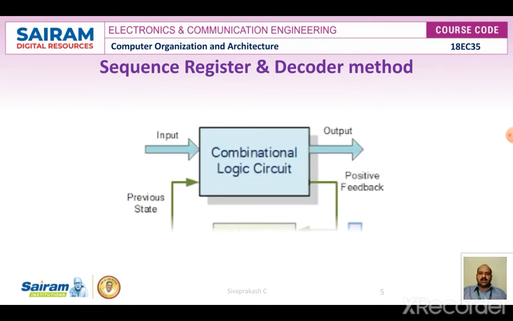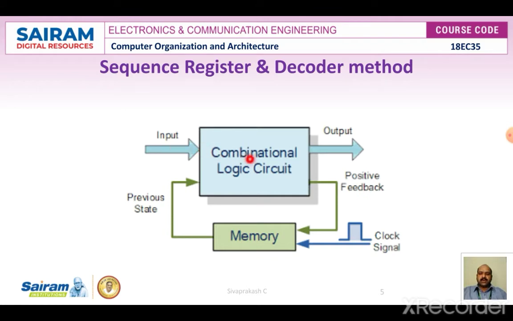Let us discuss how this is presented. As shown in the figure, the input is given to a combinational logic circuit which produces an outcome, and meanwhile the positive feedback is fed to the memory. It depends upon the clock pulse which is triggered there. That is, the feedback goes into the memory, and that data is given as the previous state for the combinational logic circuit. In such a way the sequence, register and decoder method does its function.